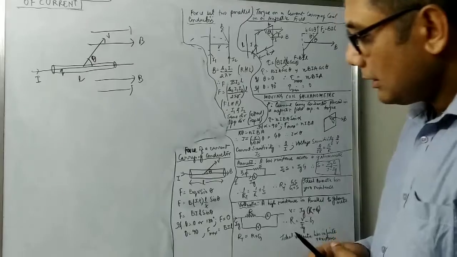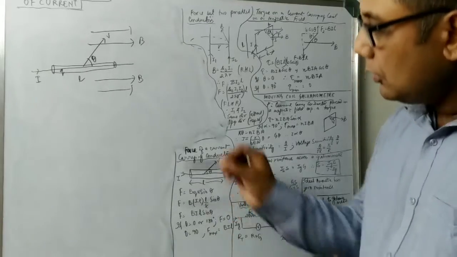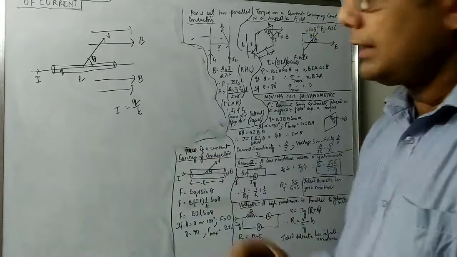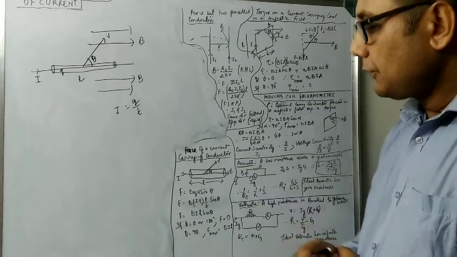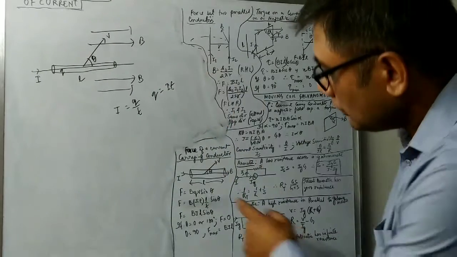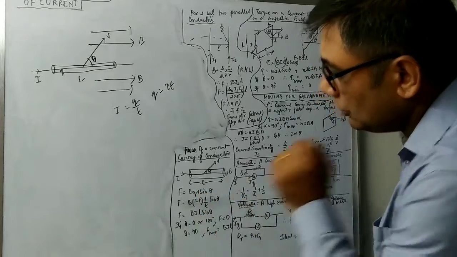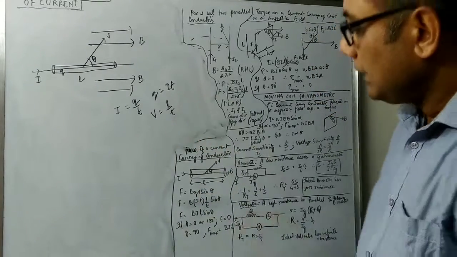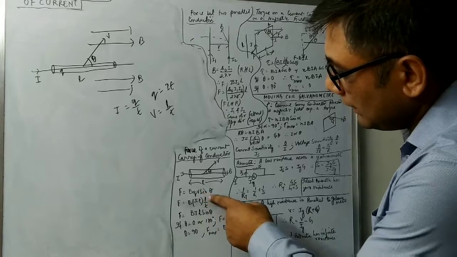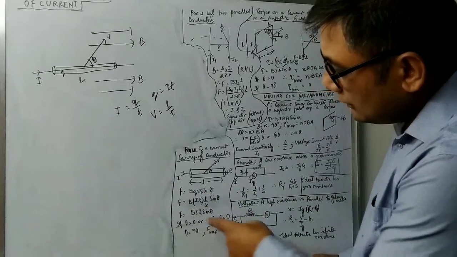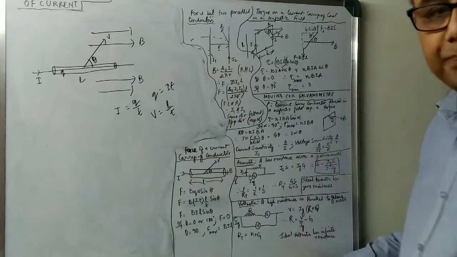Clear? So here, watch one thing. We know that current is charge flowing per unit time. So what is Q? Q is I into T. In place of Q, I am putting I into T. And V will be the length by the time. So instead of V, I am putting L by T into sin theta. Basically T and T cancel, it is B I L sin theta.